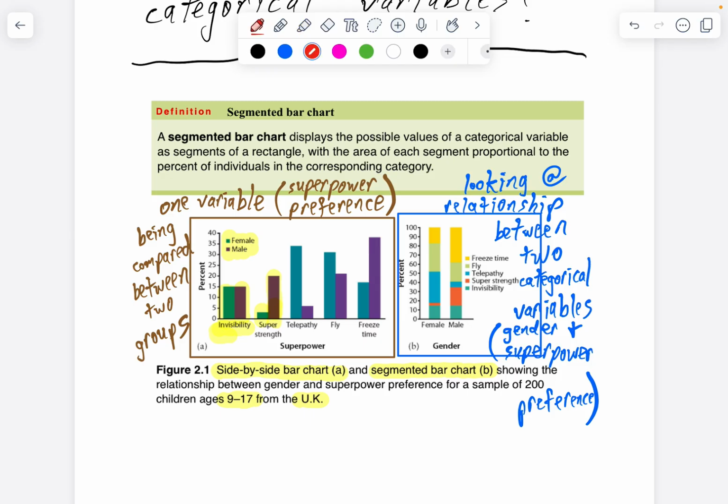And you can continue to look at the difference in bar heights for each of the other superpower options. And you can see that boys are more likely to vote for some of those, girls are more likely to vote for some of those things.